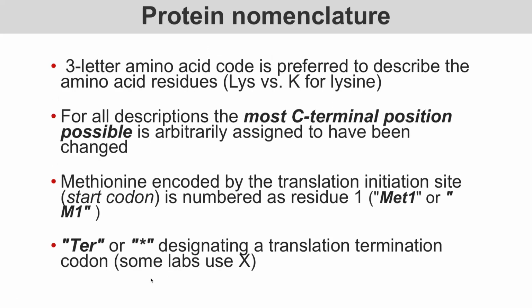And then I added a few last things about protein nomenclature, because I spent most of the time going through DNA, because I feel like that's where it gets a little bit trickier. Protein nomenclature is a little more straightforward. Again, the 3-letter amino acid code is preferred. You can always describe things to the 3'-most or C-terminal-most position possible.